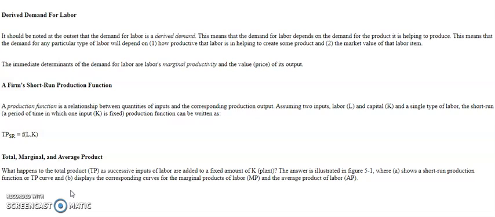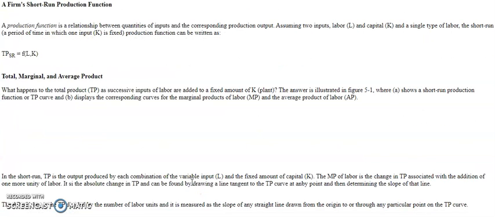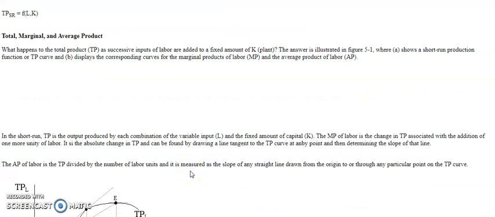Then total, marginal and average product. What happens to total product as successive inputs of labor are added to a fixed amount of capital? The figure shows that a short-run production function or TP curve has corresponding curves for the marginal product of labor and the average product of labor. Here we show the relationship between total product, marginal product and average product. We already know the concepts of average product, marginal product and total product.